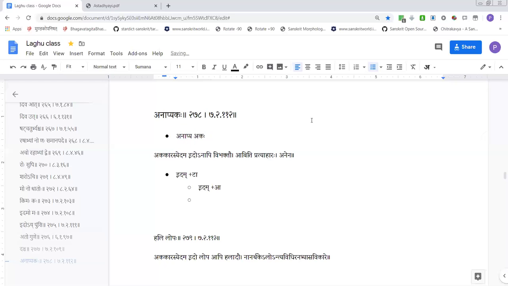Okay, so an api akaha, that is a padachheda of this sutra, anapyakaha. What is an? We can make out that an is the adesha. What is the api? Saptami ekvachana. Akaha is either panchami ekvachana or shashti ekvachana.